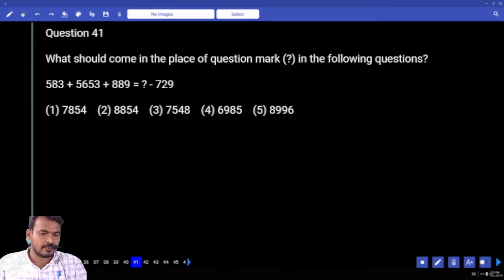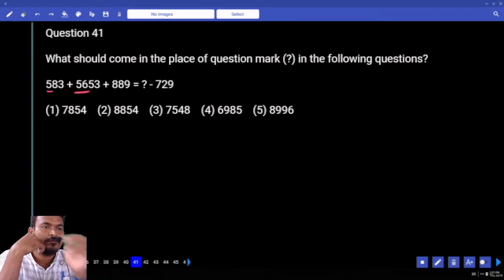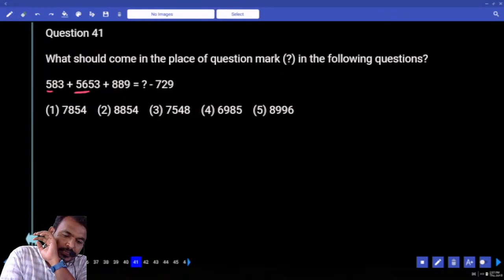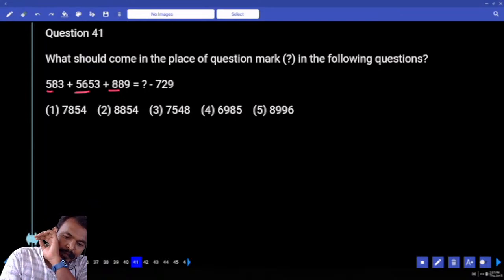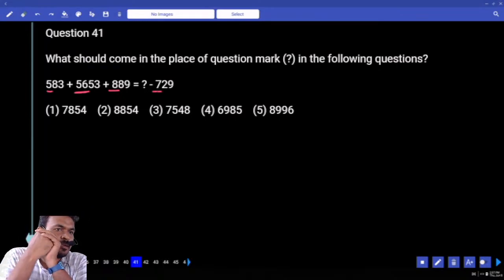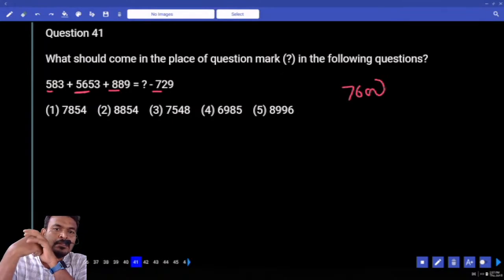What is the left hand side value? 5600 plus 500, 6100 plus 800, 6900 plus right hand side 700. Total it is 7600. Then the answer must be nearby 7600.